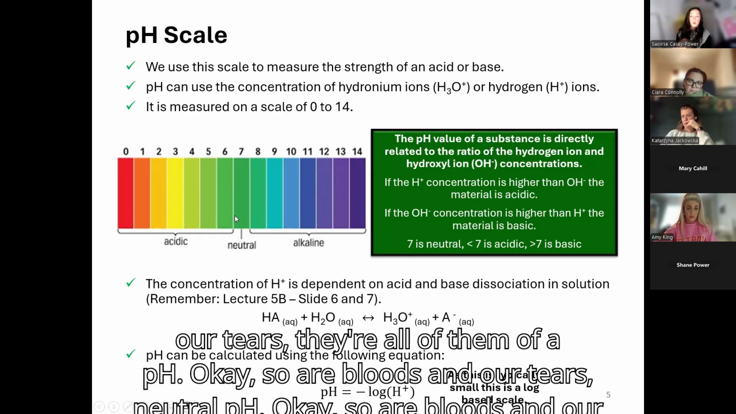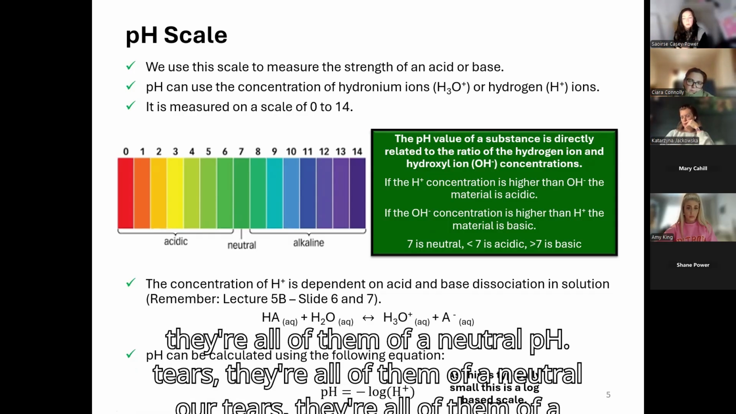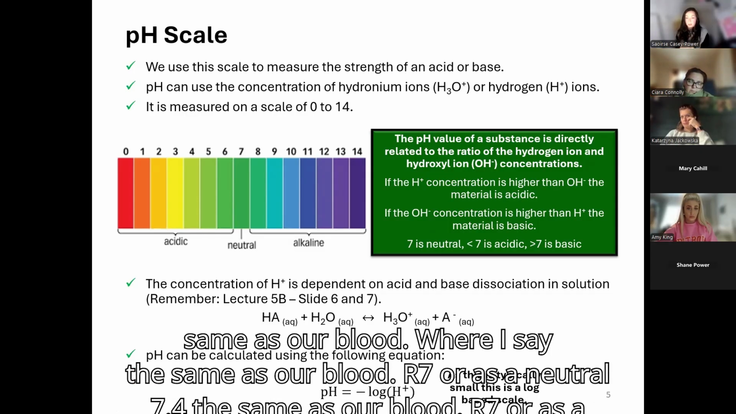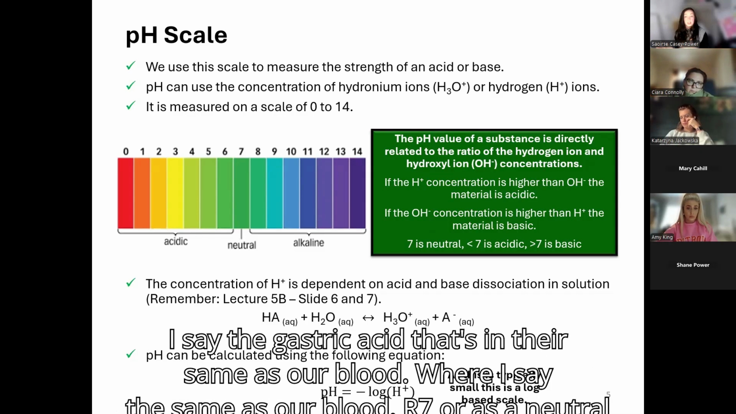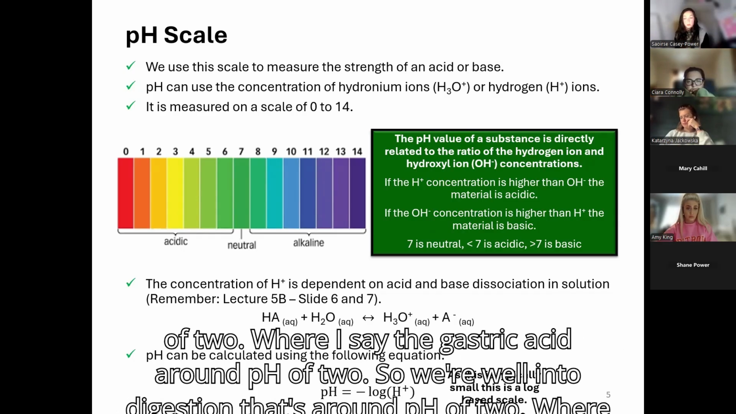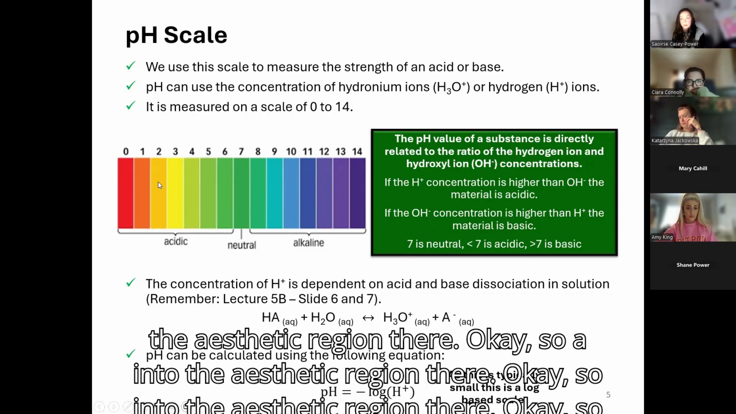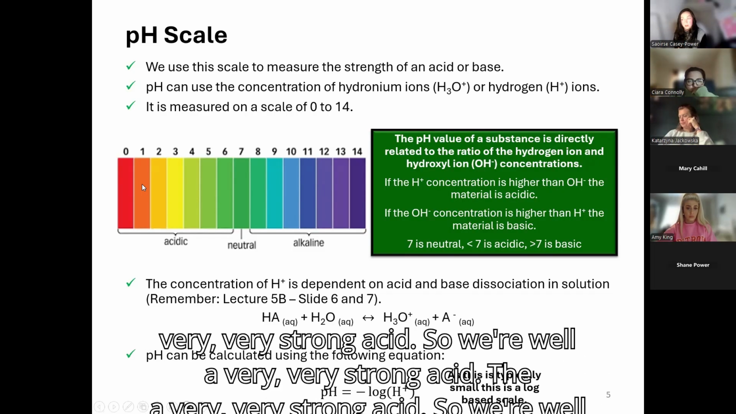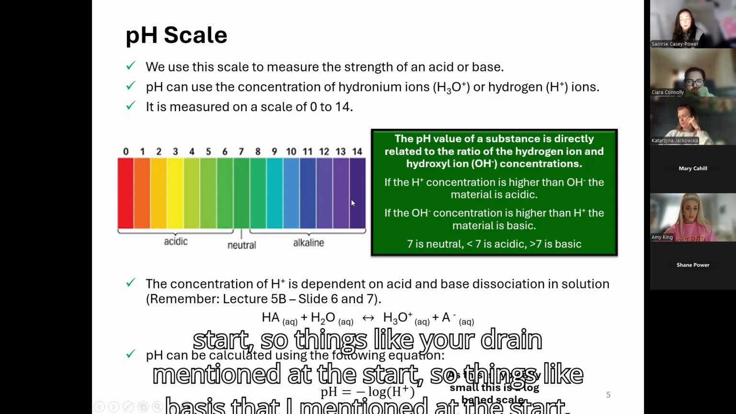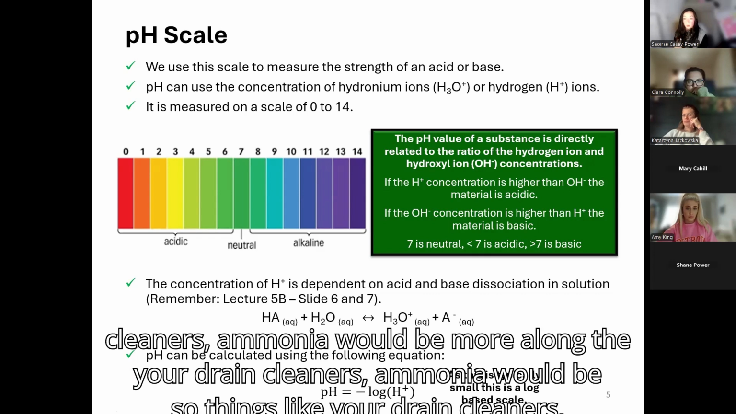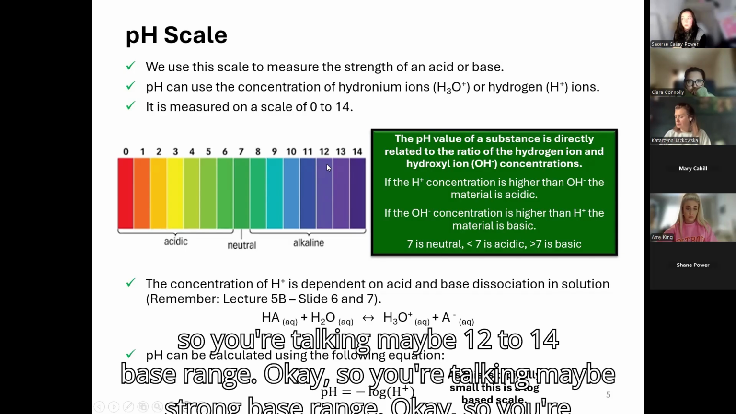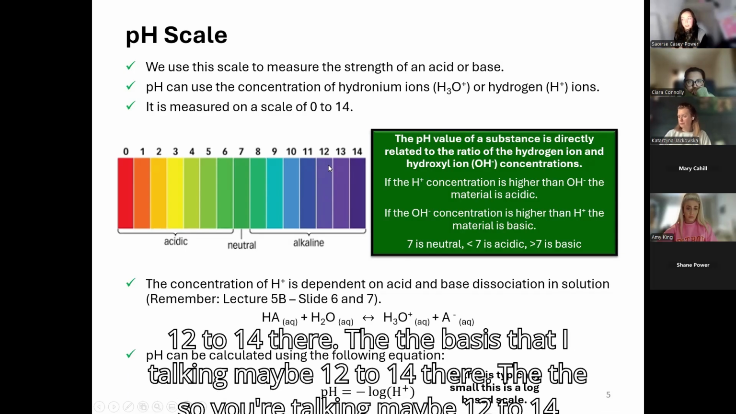Our blood and our tears are of a neutral pH. Our tears are around pH 7.4, the same as our blood. Whereas the gastric acid in our stomach that helps digestion is around a pH of 2, so we're well into the acidic region there, a very strong acid. The bases I mentioned at the start, things like drain cleaners and ammonia, would be more along the strong base range, so you're talking maybe 12 to 14 there.